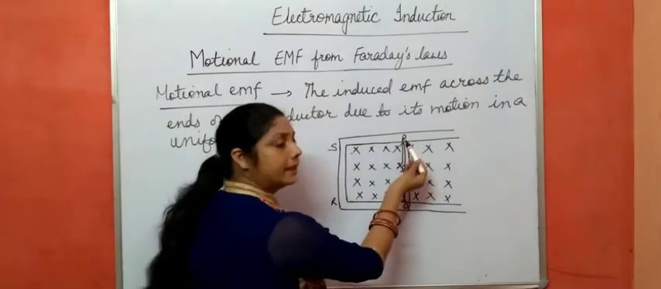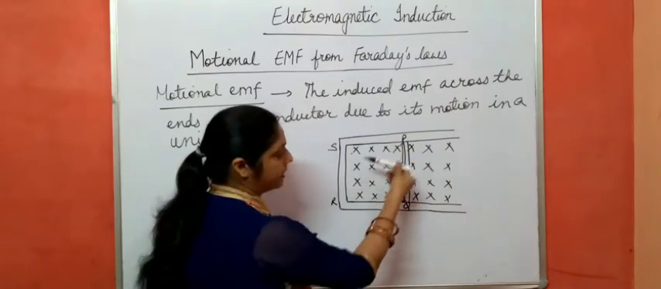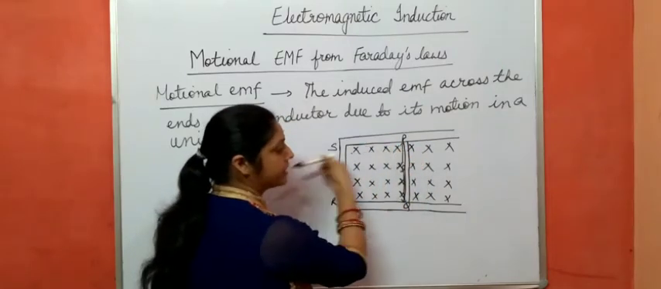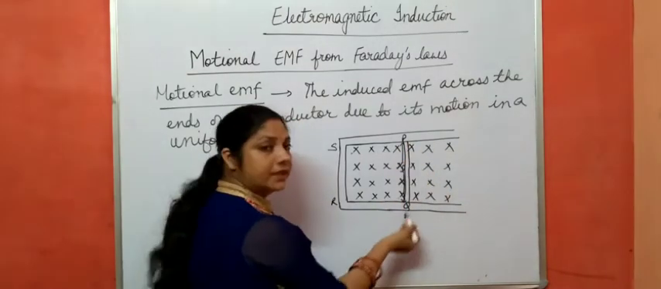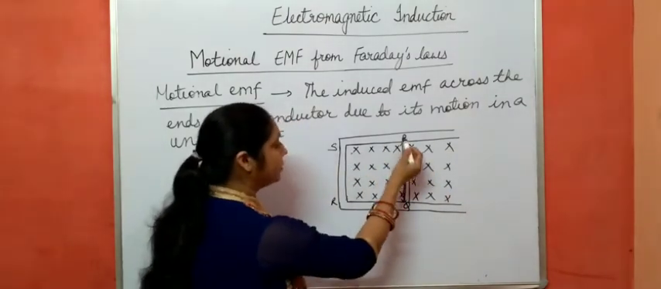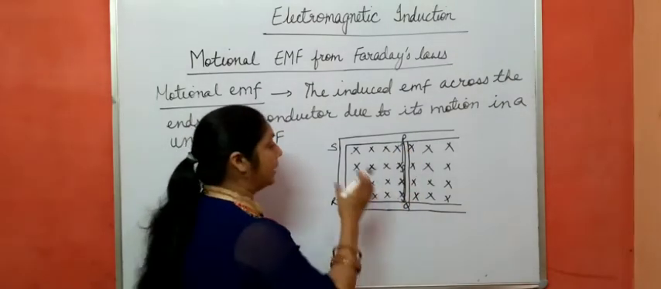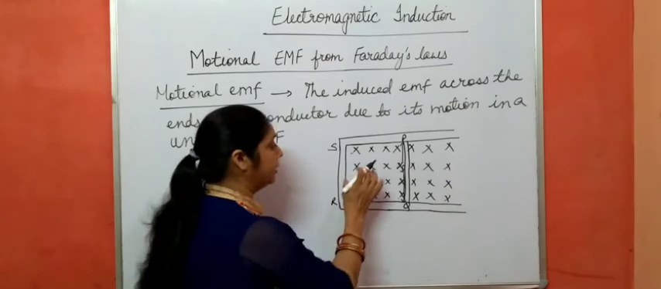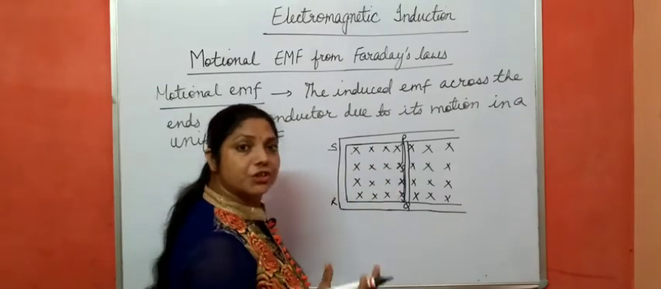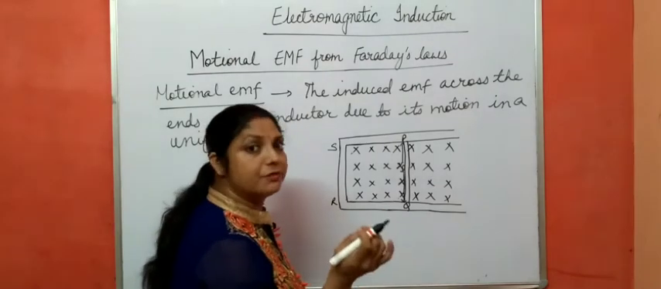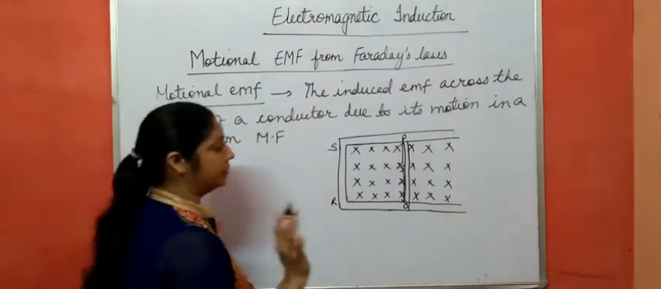Now this conductor is free to slide over these conducting rails either towards left or towards right. Whatever the direction of motion of this conductor PQ, the area of this rectangular coil PQRS changes, and due to this change of area the magnetic flux also changes, right? And due to that change of magnetic flux, an EMF is induced, and that induced EMF is called motional EMF.